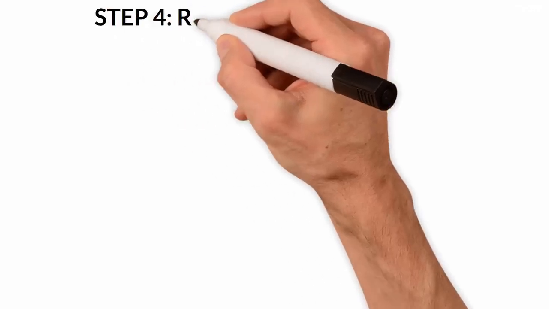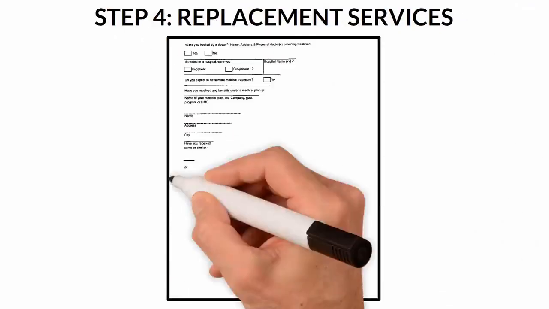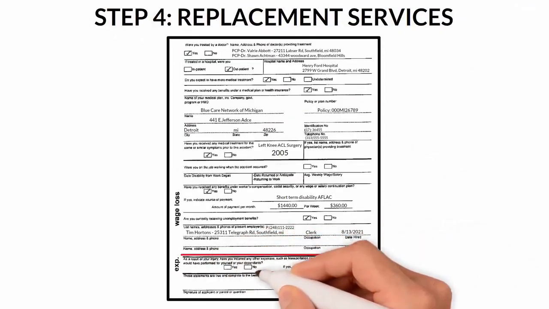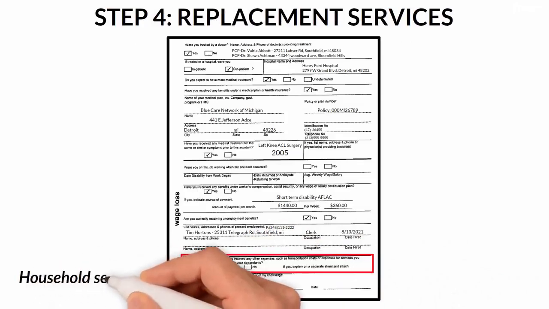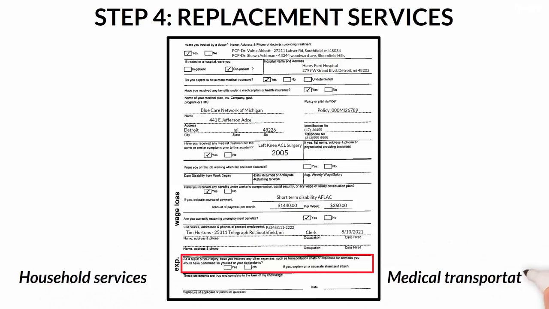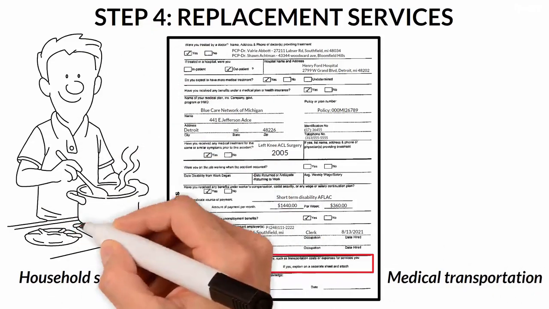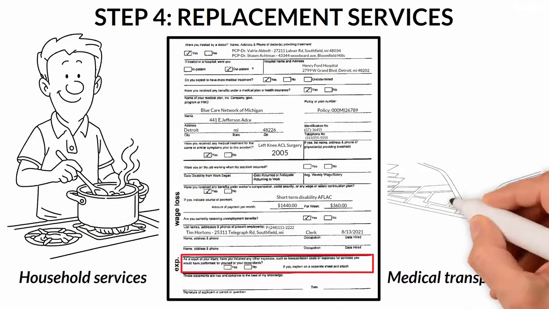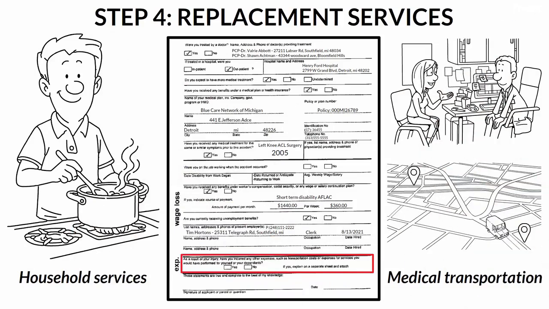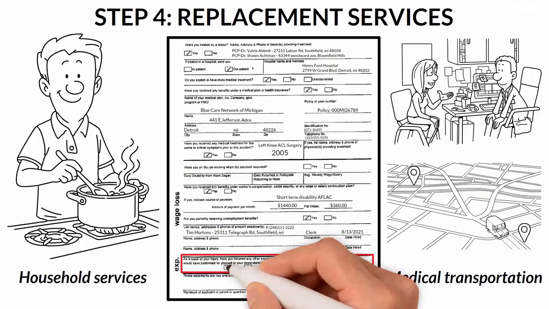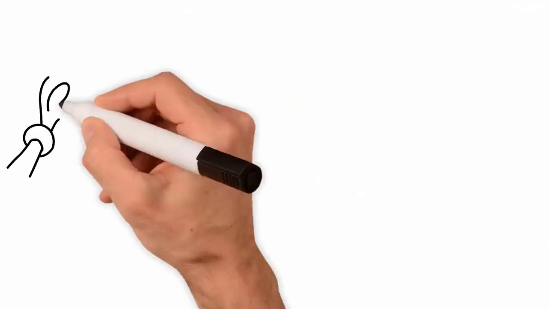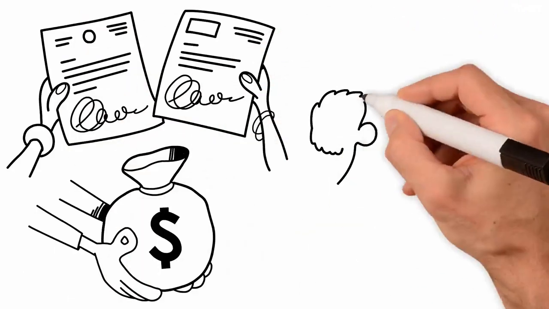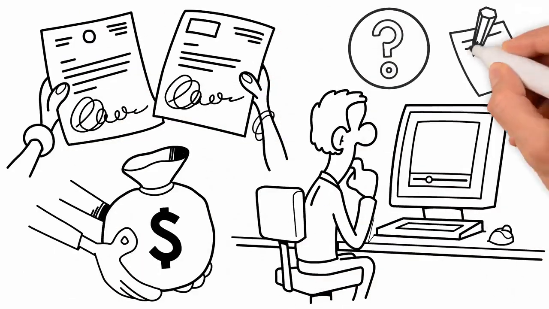Step 4. Replacement services. The last section is for replacement services, also called household services and medical transportation. If you were provided with household help and had to drive or get transportation to medical appointments because of the crash, check the yes box. There are separate forms for those expenses, and you can watch our videos on how to fill those out.